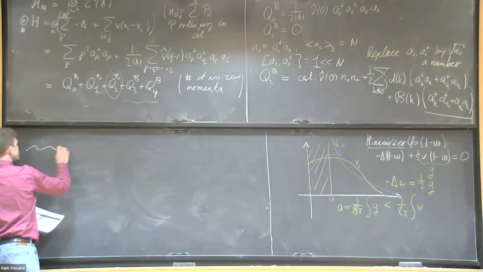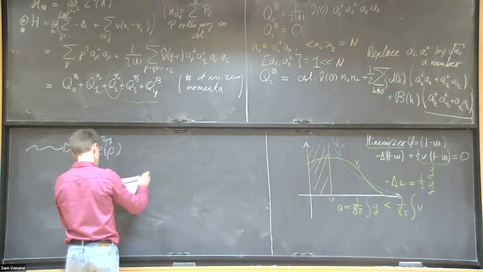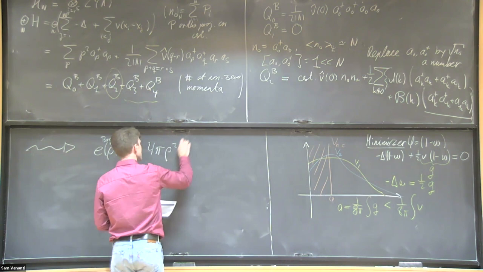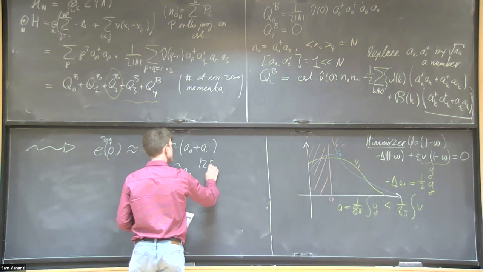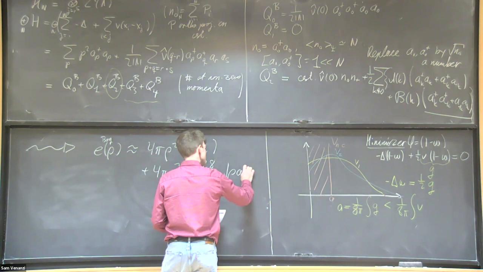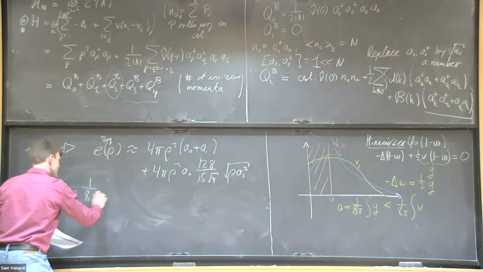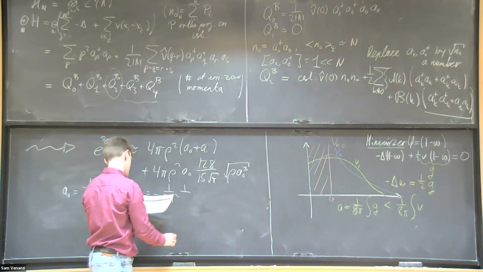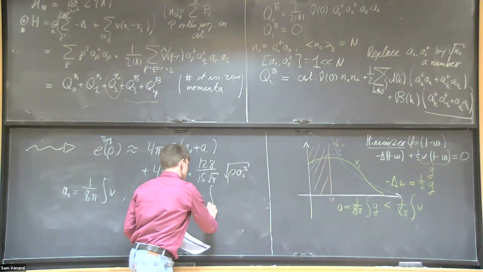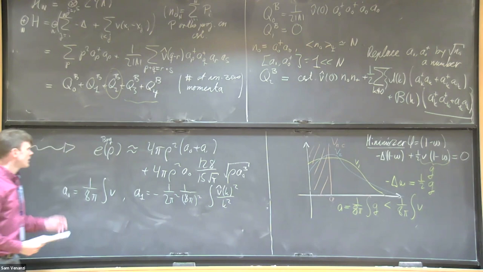This leads to an energy, say for low energy, which is something like 4 pi rho squared a0 plus 128 over 15 square root of pi, times square root of rho a0 cubed, where a0 is 1 over 8 pi times the integral of v, and a1 is minus 1 over 8 pi squared times the integral of v hat of k squared over k squared. And then higher orders.